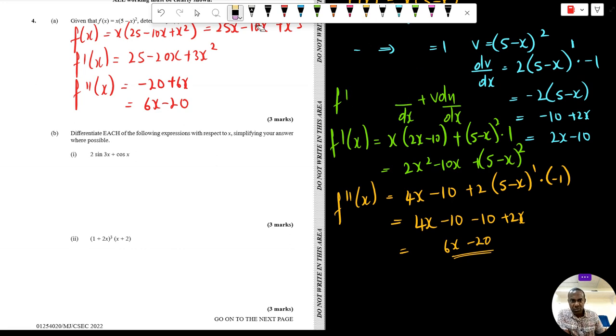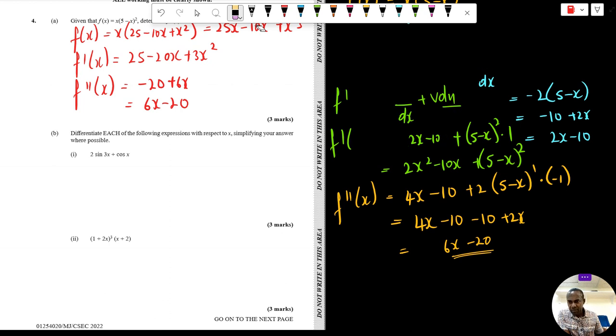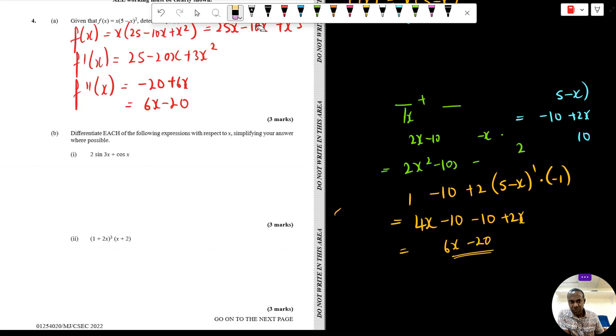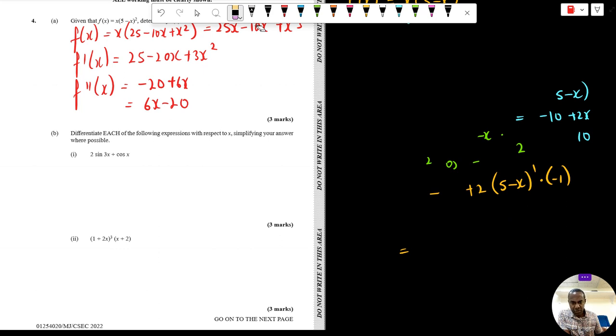Now let's move on to part B of this question. Now part B says, differentiate each of the following expressions with respect to x, simplifying your answer where possible, right? So we need to simplify our answer where possible, all right?